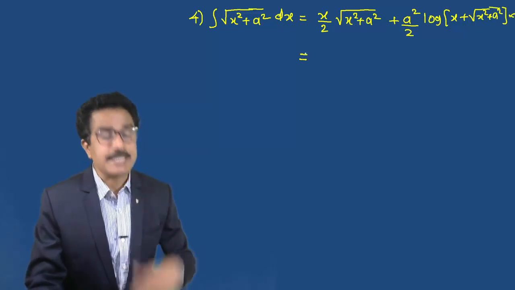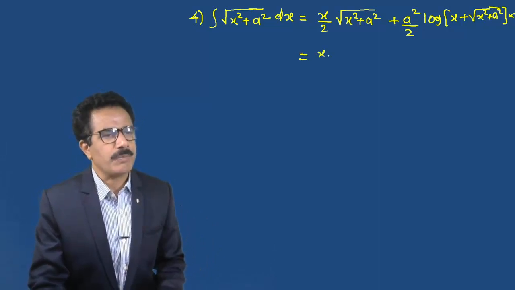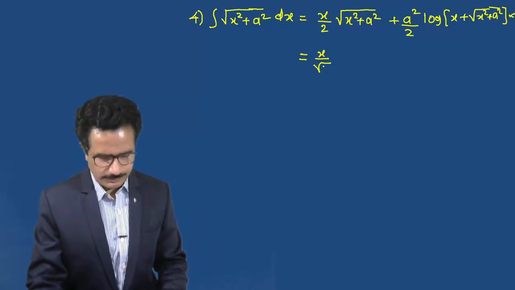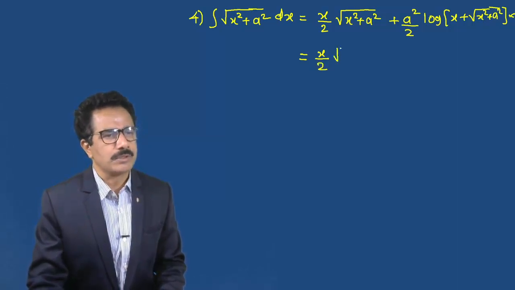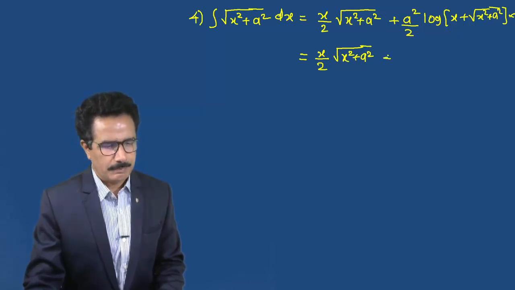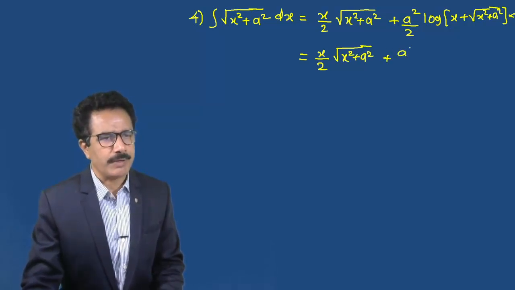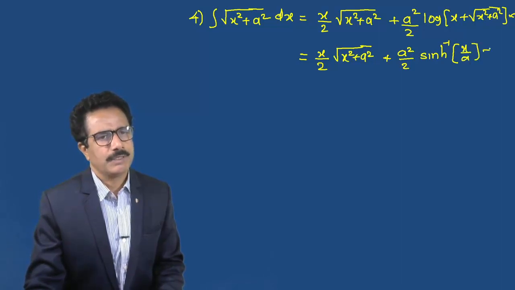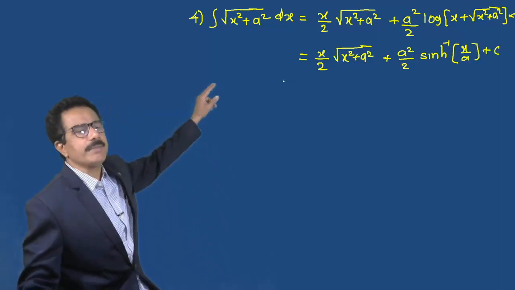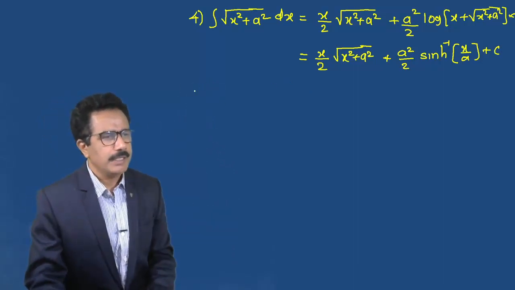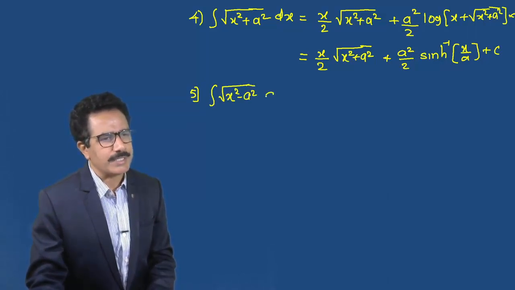Or we can use the alternative formula for this, that is x by 2 root x square plus a square plus a square by 2 into sine h inverse of x by a. That means if the standard form is like x square plus a square. Now, the fifth, we can write integration of root of x square minus a square dx.